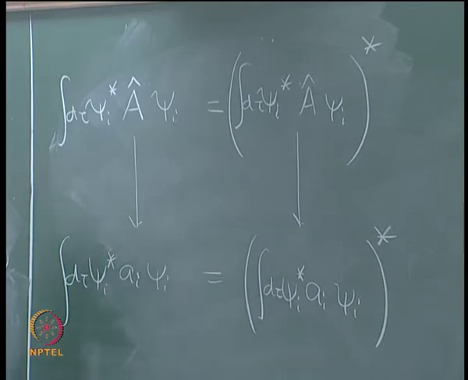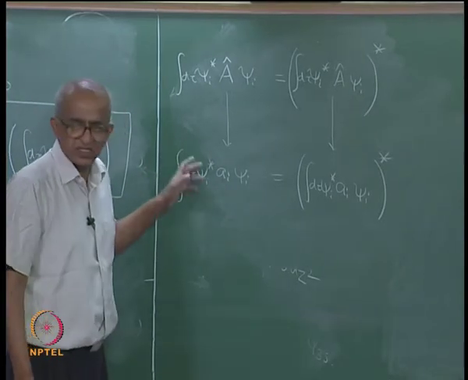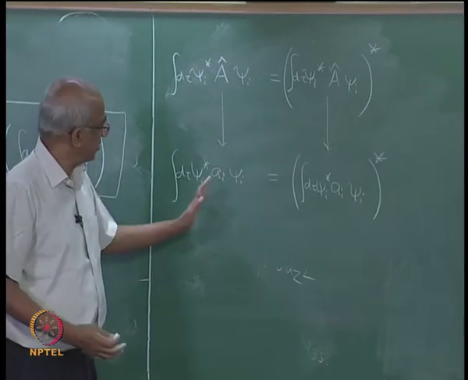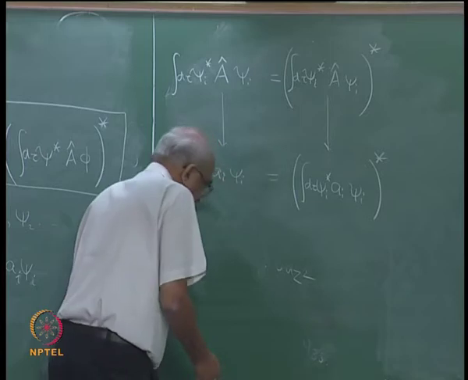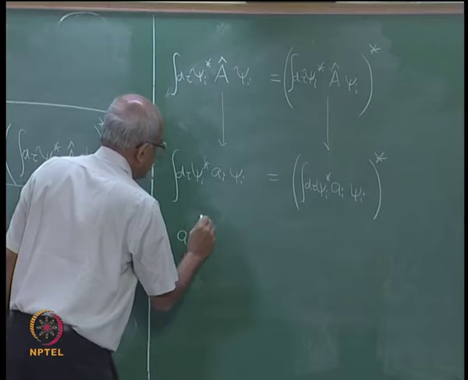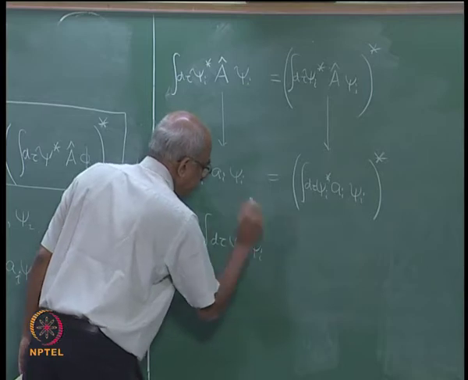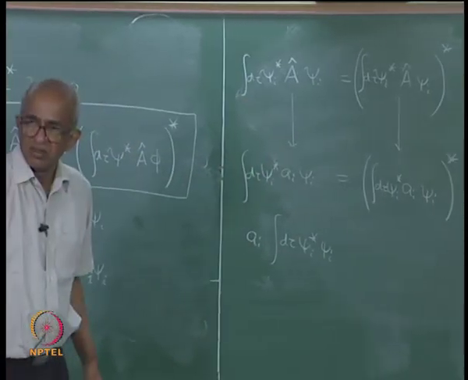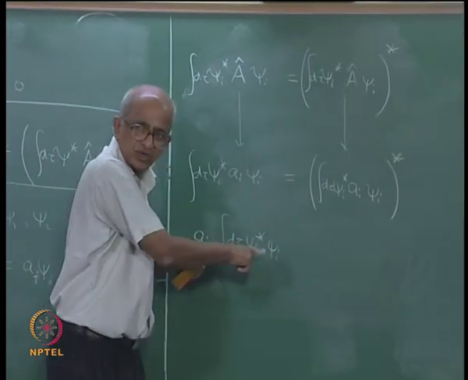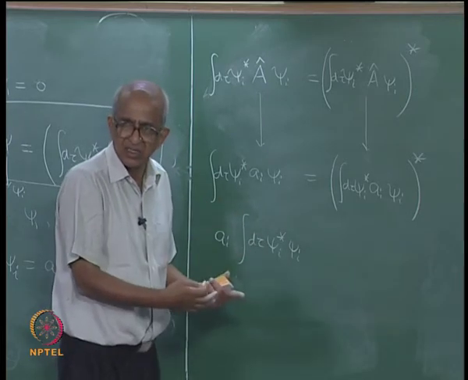But now you look at this, this is just a number. So, you see here I have integration with respect to position coordinates and so on, but a number does not depend upon position coordinates. So, I can just move it out, and therefore, what will happen? I will have a I coming outside, then integral dτ psi I star psi I, and if your eigenfunction is normalized, then this will actually be equal to unity. At the moment I will not say it is normalized, because I do not need it.